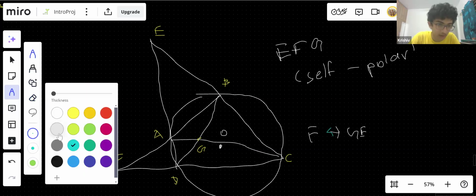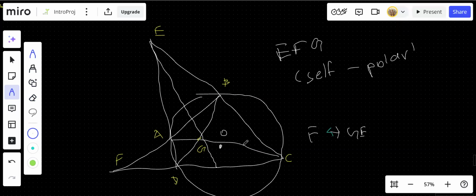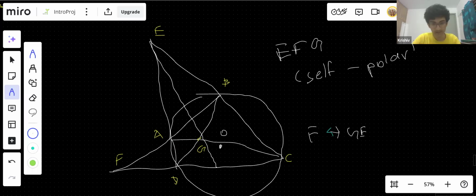I'll introduce the line. By symmetry, we can show it for any of them. Yeah, exactly. If FG is the polar of E, then GE is the polar of F. You can do that. So that's what I'm asking. You only have to prove one direction. Prove that GE is the polar of F.